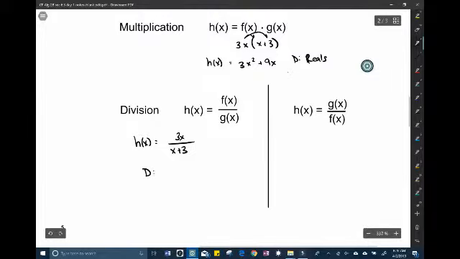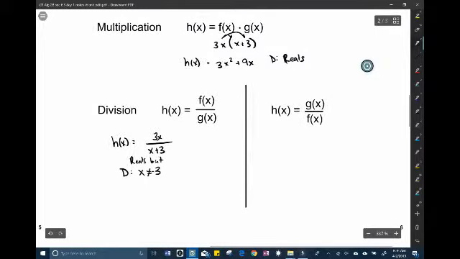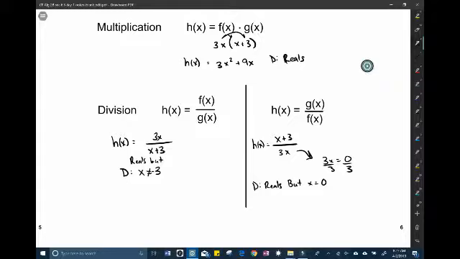Here we do have a domain restriction. The domain is any x not equal to 3. Negative 3, sorry, other than that, all reals. So reals, but x can't equal negative 3. H of x, switching it around, x plus 3 divided by 3x. And where can the denominator not be 0? Well, 3 times x equals 0, divided by 3, we would have all reals, but x equals 0. Okay, so those are the exceptions.